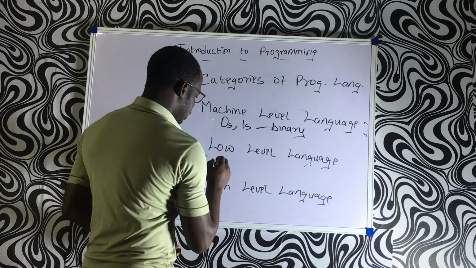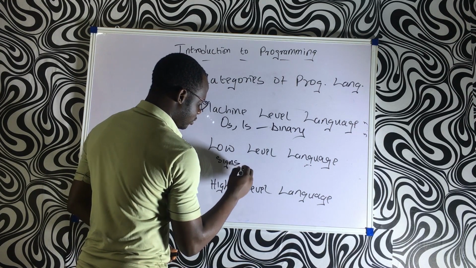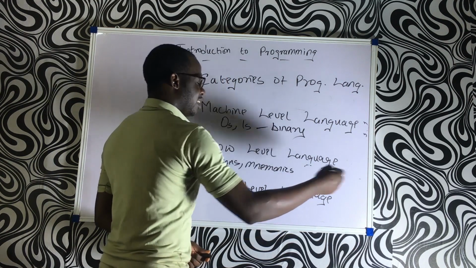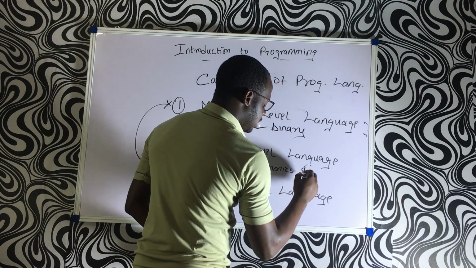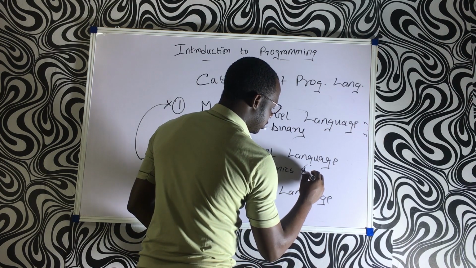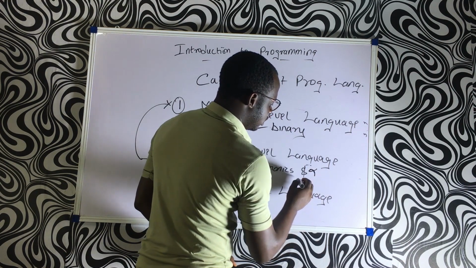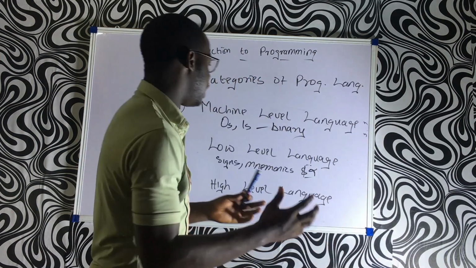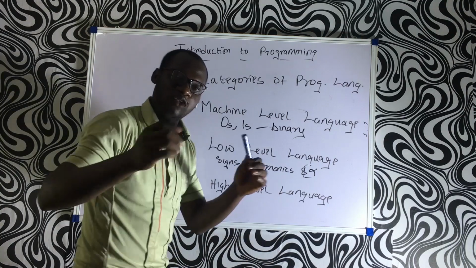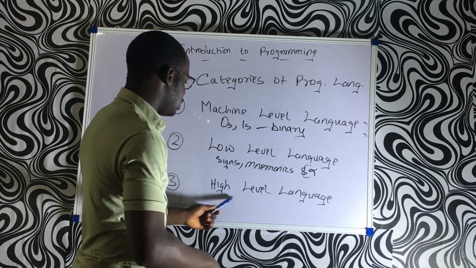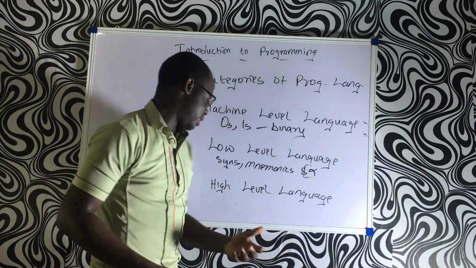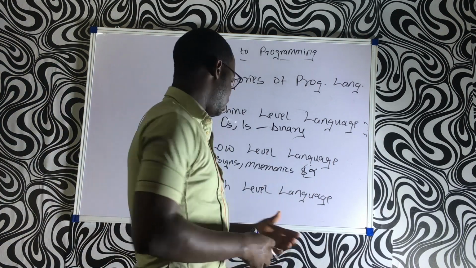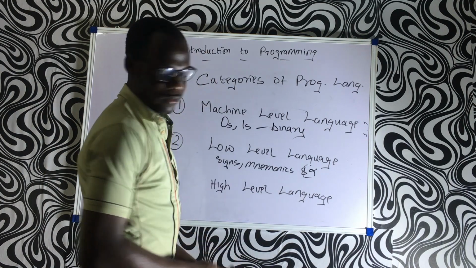Now, the low level language is written in signs. They're also written in mnemonics, meaning signs and symbols. So if you want to see something like this, you see this symbol, and then you see something like this, and they are just codes that are written, instructions that are encoded and given to the computer to perform a particular task. We also have the high level language. Some of them are written in English terms and some phrases. That is for the high level language.